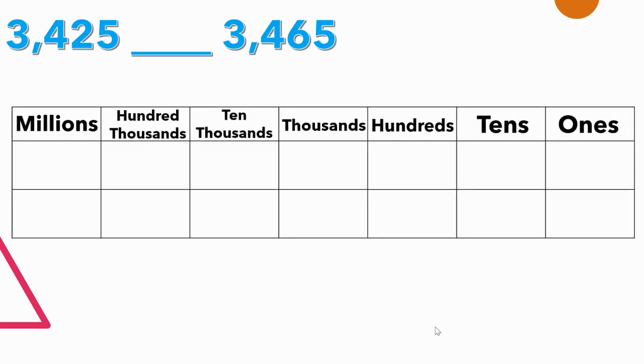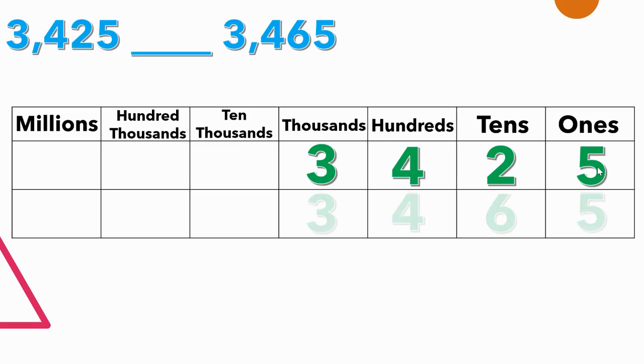We're going to start by creating a place value chart. And now we can insert our digits into the correct place values. So we're going to start with 3,425 since that's our first number. The 3 is in the thousands place, the 4 is in the hundreds, the 2 is in the tens place, and the 5 is in the ones. Below it, we can put our second number we're comparing, 3,465.